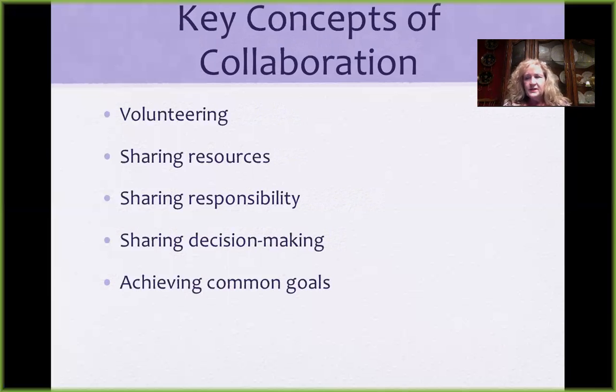So the next slide talks about some keys to successful collaboration. And we've got a whole list here. Your book goes into some detail about each one of these: volunteering, sharing resources, responsibility, sharing decision-making, and then achieving common goals. If we don't have those things lined up really well, then we have a lot of room for error and hurt feelings, and people getting upset and mad about things. Lots of that. So read that in your book.